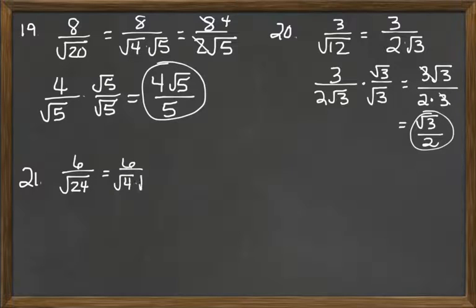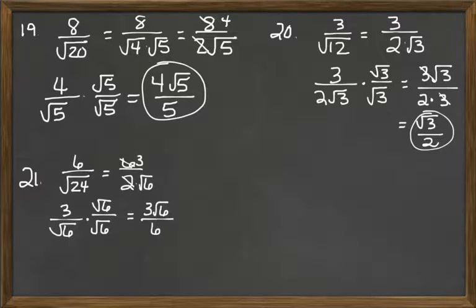And again, we have 4 times 6. The square root of 4 is 2. We can cancel out: 6 divided by 2 is 3. And now our fancy form of 1 is the square root of 6 over the square root of 6. And we get 3 times the square root of 6 over 6, and we're not done because we can divide 3 by 6, change it to 1/2. And our final answer is the square root of 6 over 2.